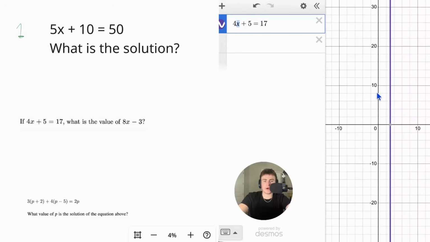So basically, now that I know that x is 3, I'm just going to take this equation, 8x minus 3, and sub in 3 for x. So it's going to be 8 times 3 minus 3.